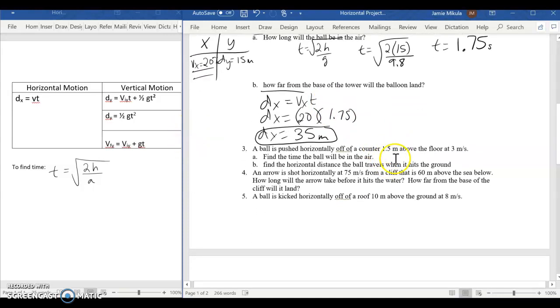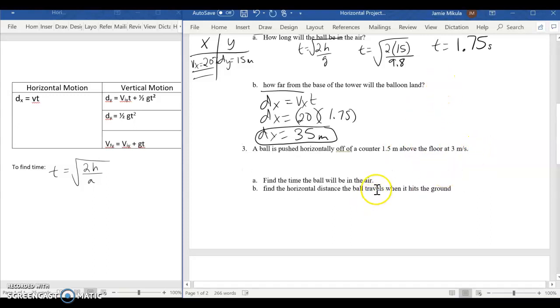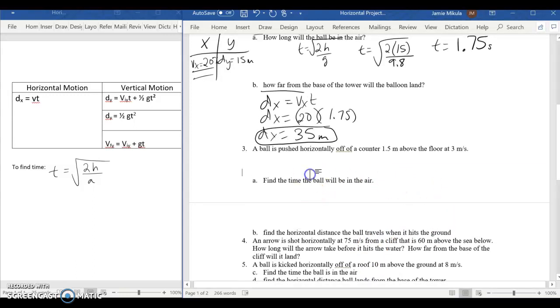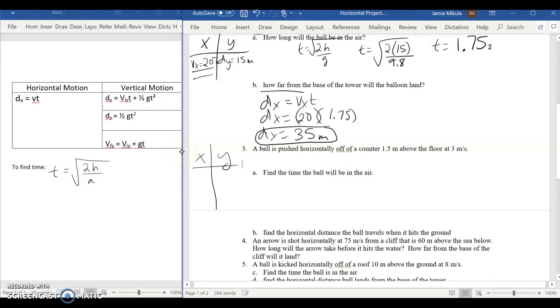Okay, and then number 3. All right, I'm trying to give you some room here. All right, number 3. My givens are my x and my y. A ball is pushed horizontally off of a counter that is 1.5 meters above the floor. So that's going to be the distance in the y direction. And it's pushed out at 3 meters per second. So that's going to be the velocity in the x direction.